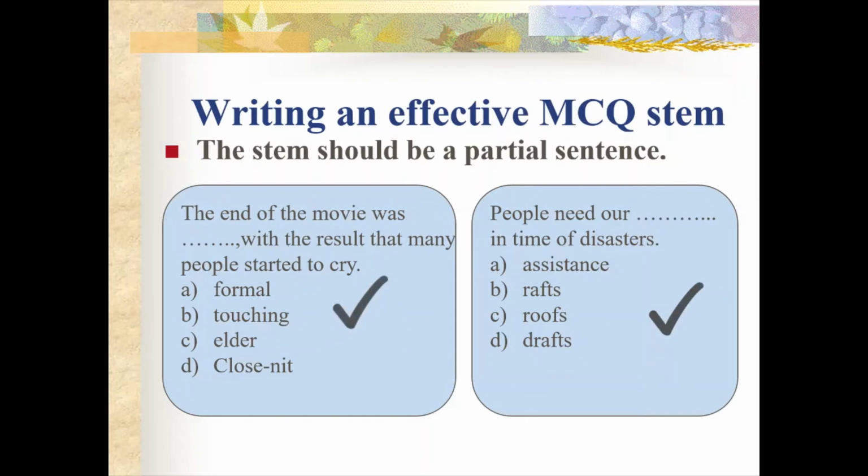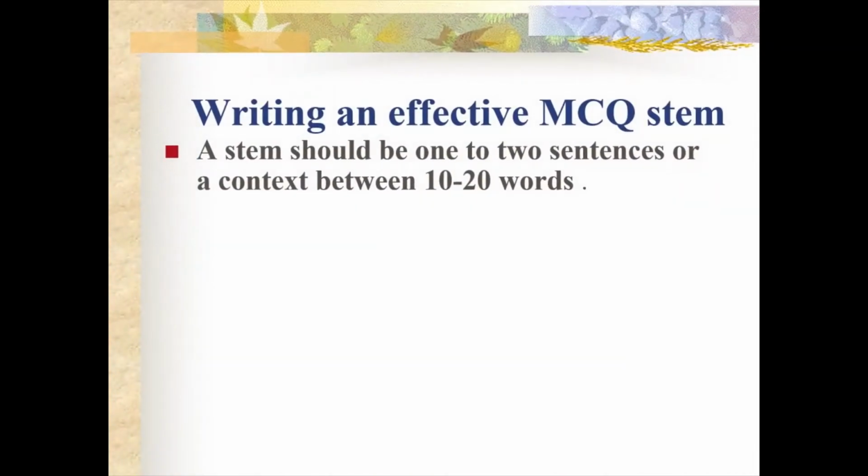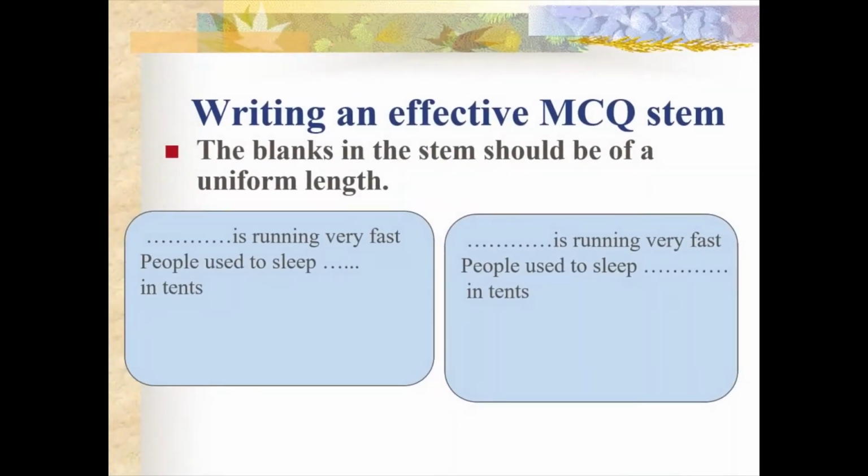Both are right, by the way. A stem should be 1 to 2 sentences or a context between 10 to 20 words. The blanks in the stem should be of a uniform length. We mean that they are of the same length so as not to give a hint to the students about the right answer.